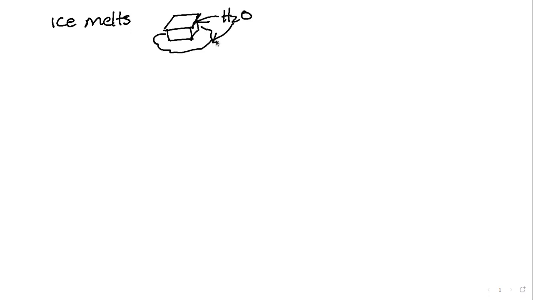Okay, ice melts. Again, this is a phase change. If you think of the ice cube and the water, I'll draw this again. The ice cube is made of H2O and the puddle is made of H2O. There's no change in the atomic structure. So it's physical.